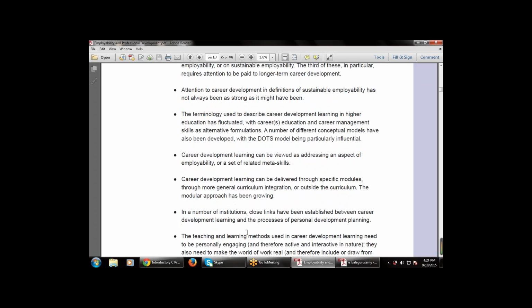These are the few points covered in the last class regarding the various concerns, the key points that are used for career development, employability and professional development.